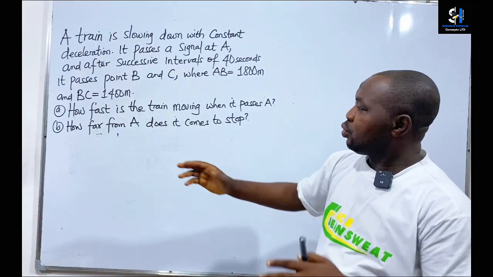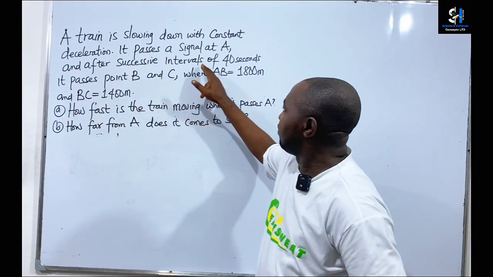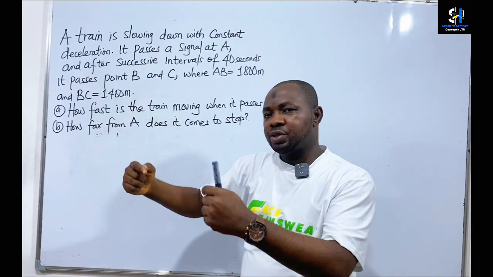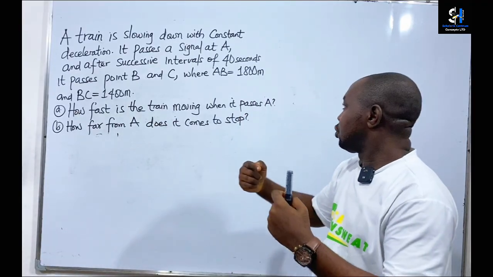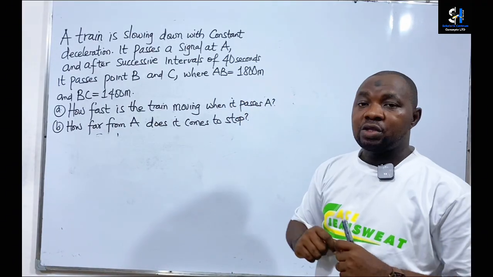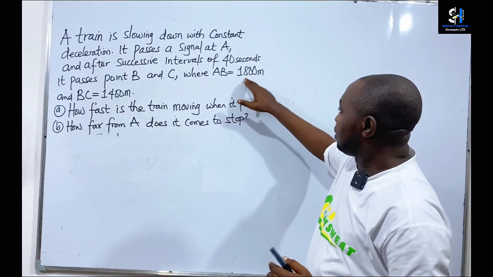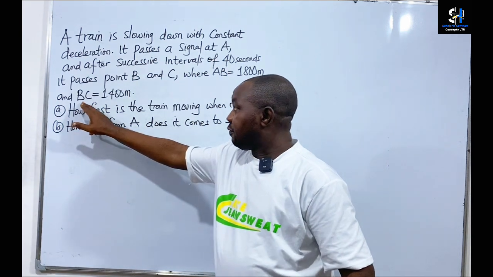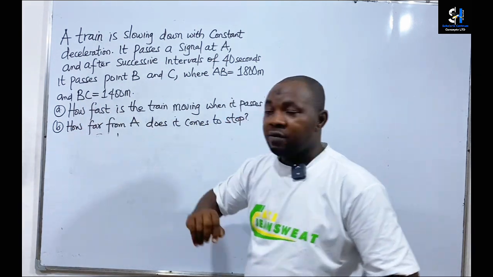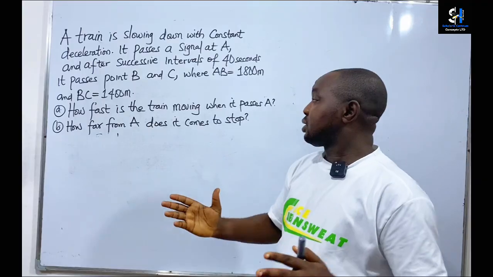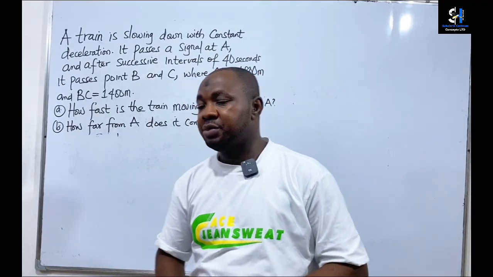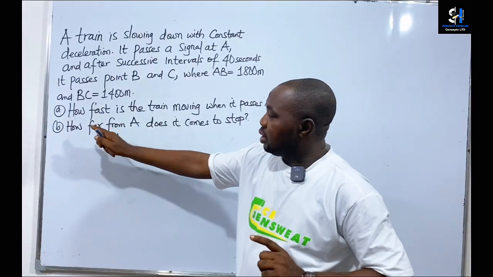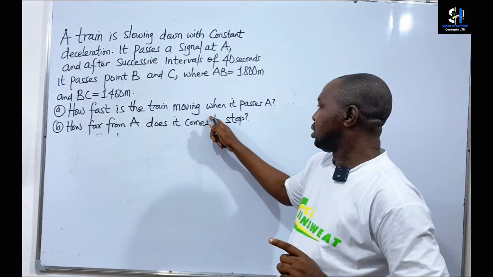So according to the question, we have successive intervals of 40 seconds. Which means for the first 40 seconds, the train travels a distance of 1,800 meters. Then for the next 40 seconds, it covers another distance of 1,400 meters.